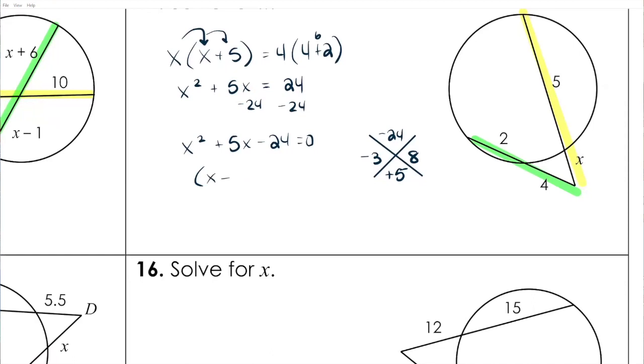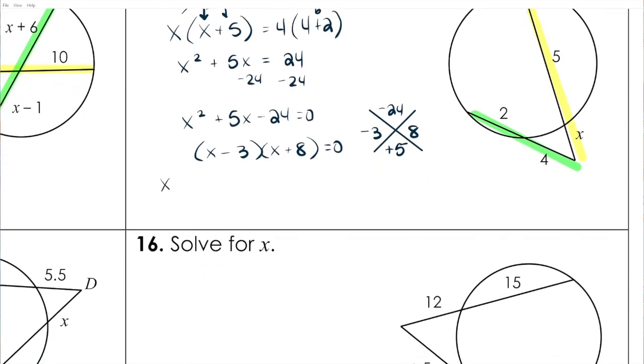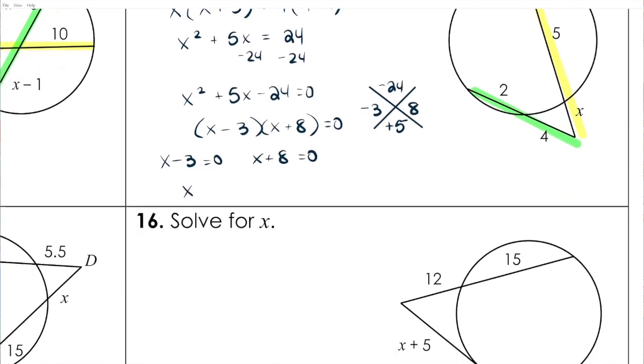X minus 3, x plus 8. Zero product property tells us that if two numbers multiply together to equal 0, then separately they can equal 0. So we're going to use that to split these jokers up. So we end up with x is 3 and x is negative 8.